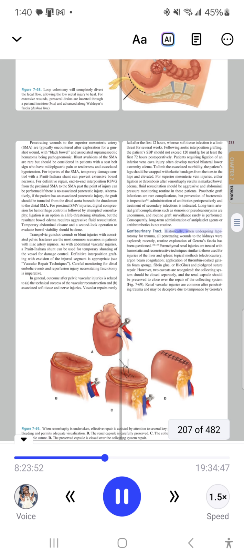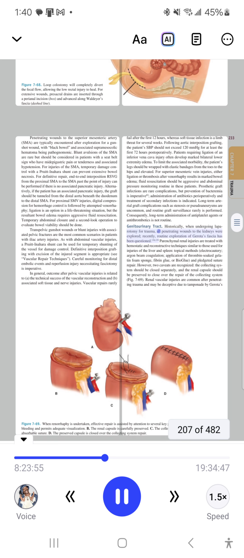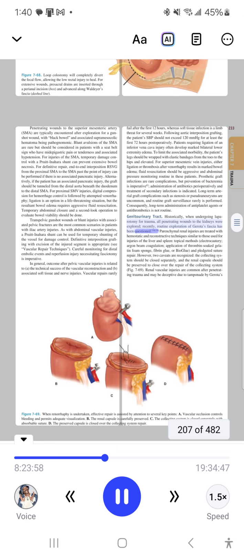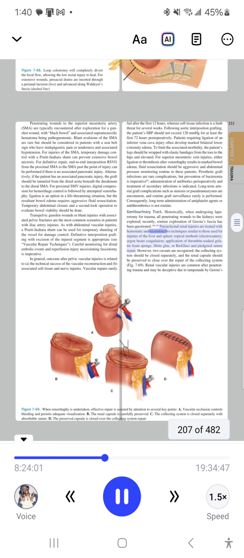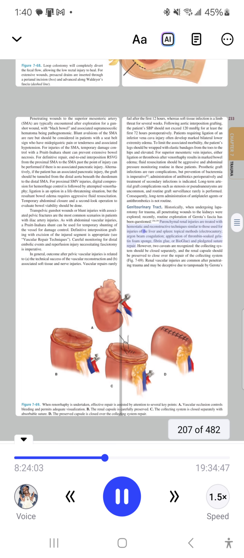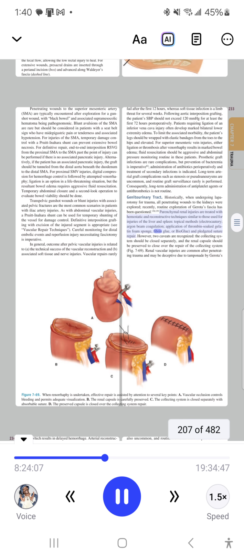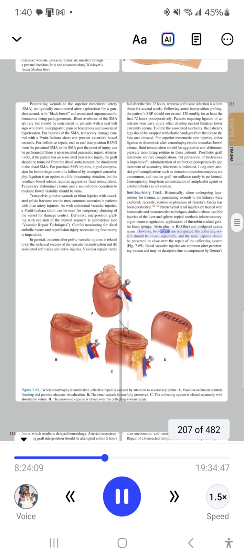Genitourinary tract. Historically, when undergoing laparotomy for trauma, all penetrating wounds to the kidneys were explored. Recently, routine exploration of Gerota's fascia has been questioned. Parenchymal renal injuries are treated with hemostatic and reconstructive techniques similar to those used for injuries of the liver and spleen. Topical methods: electrocautery, argon beam coagulation, application of thrombin-soaked gelatin foam sponge, fibrin glue, or bioglue, and pledgeted suture repair. However, two caveats are recognized.